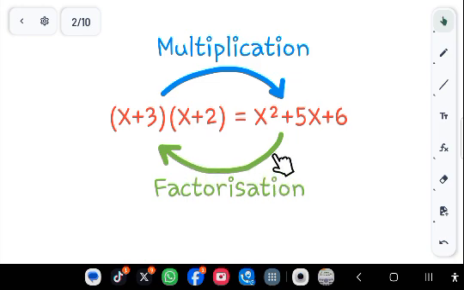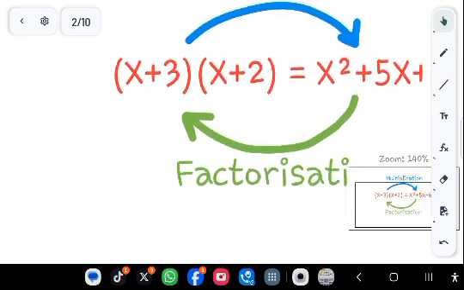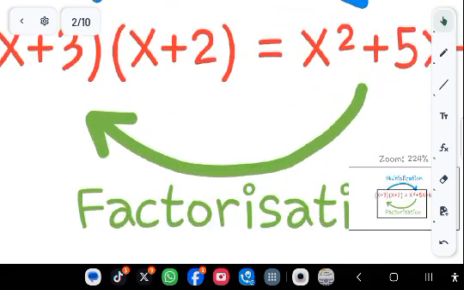So factorization is basically you taking the product which was multiplied and all was added together, and you break it down back into its factors. In other words, what we multiply together in order to get that product. Now, before we go on, let me prove to you that this indeed gives you this.